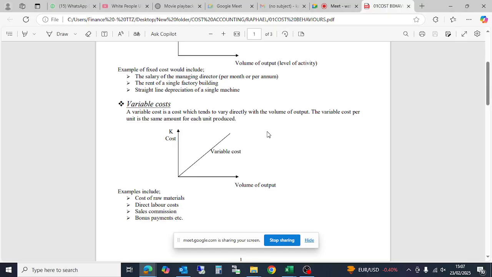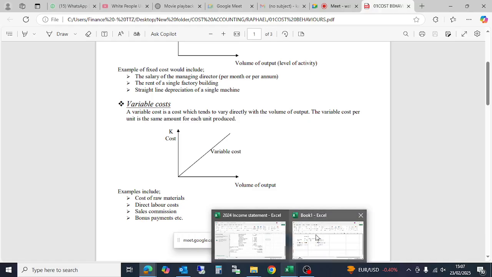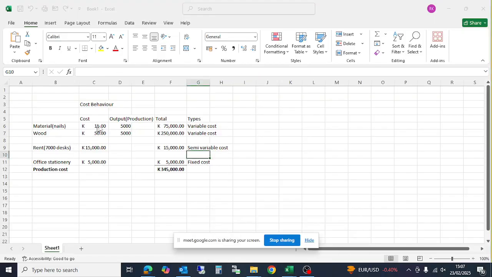But yes, if we were to produce some other quantity, we have to multiply it again by the original units, because it's not affected by production, and then afterwards take it back to the total fixed cost. But for the variable costs, they have a cost per unit. For instance, our nails cost 15 kwacha per desk, and our wood cost is 50 kwacha per desk. This does not change.